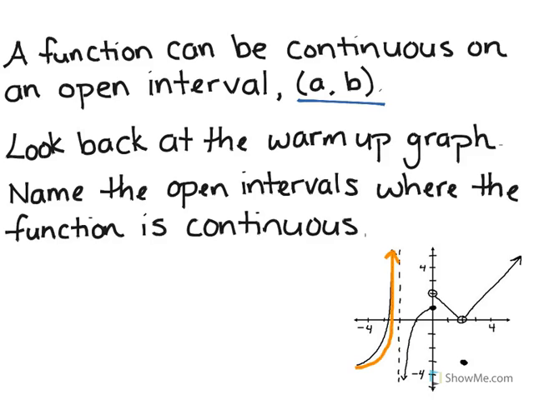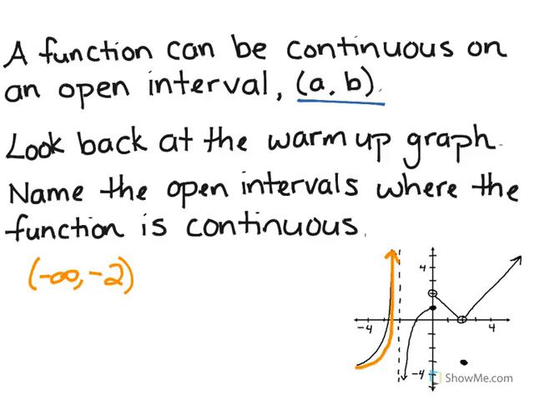That section of the graph is continuous. The domain of that section is negative infinity to negative 2. So this function is continuous from negative infinity to negative 2. Notice it's an open interval. There is not a bracket with the negative 2. That's because negative 2 is an asymptote. I'll never actually get to x being negative 2.